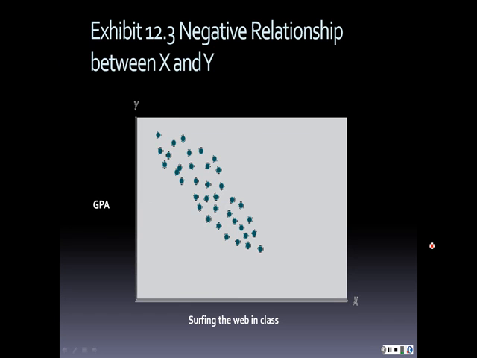On the other hand, here's an example of a hypothetical negative relationship. As one variable increases, as the student surfs the web more in class, their GPA goes down. So as one variable goes up, the other goes down. So this is another example of a correlation, in this case a negative correlation.